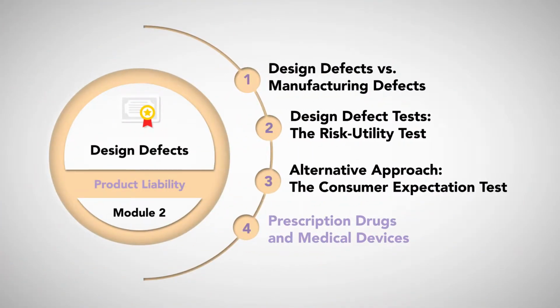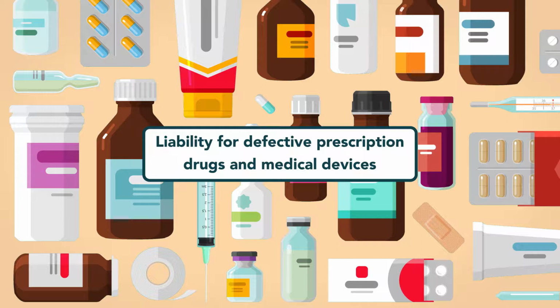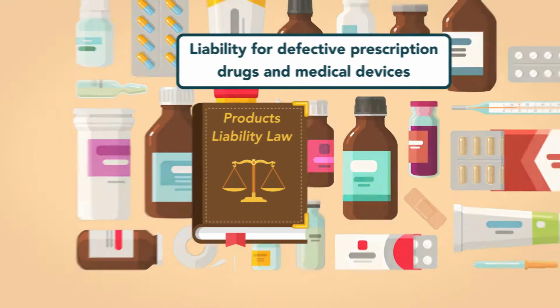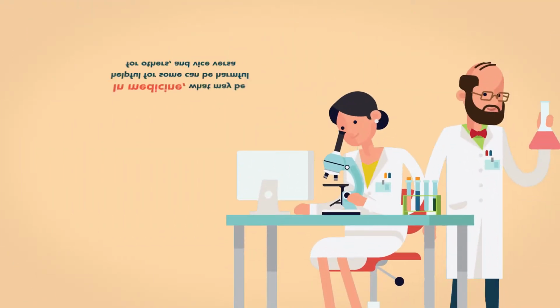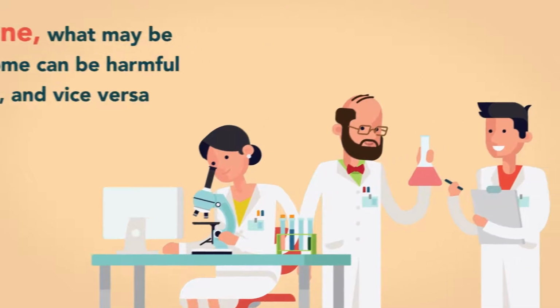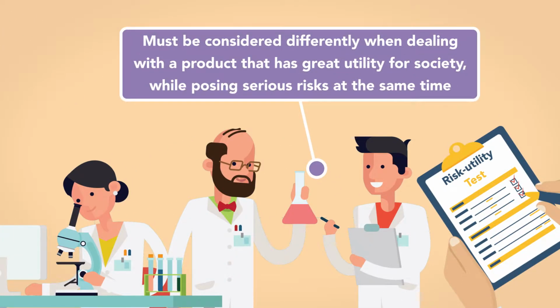Prescription drugs and medical devices. One special and timely aspect of design defects law is that of liability for defective prescription drugs and medical devices. The law treats the area of medicine differently from the rest of product liability because it presents a unique set of risks and benefits. In medicine, what may be helpful for some can be harmful for others, and vice versa. This means the usual risk-utility analysis must be considered differently when dealing with a product that has great utility for society, while posing serious risks at the same time.